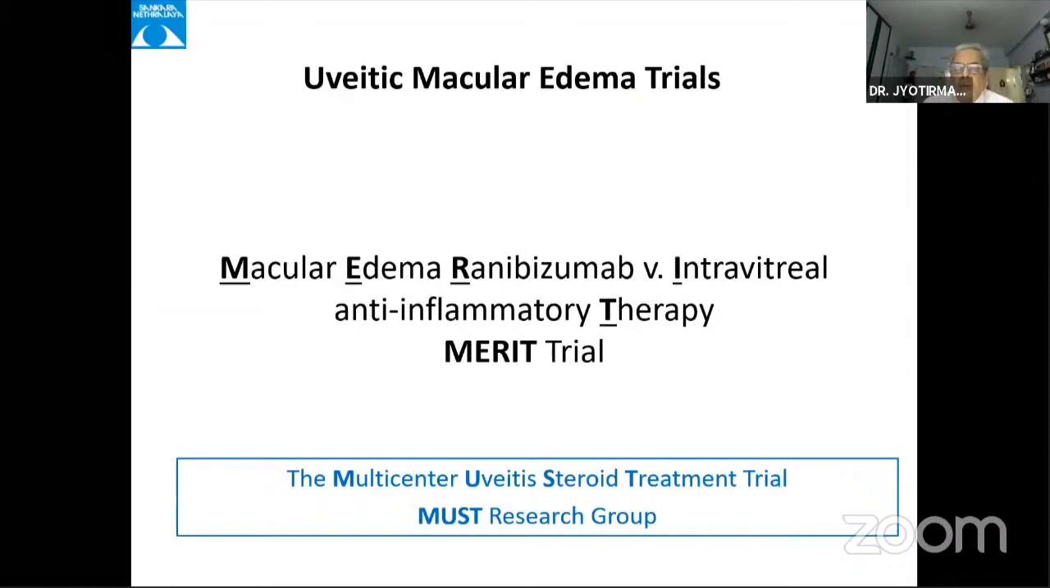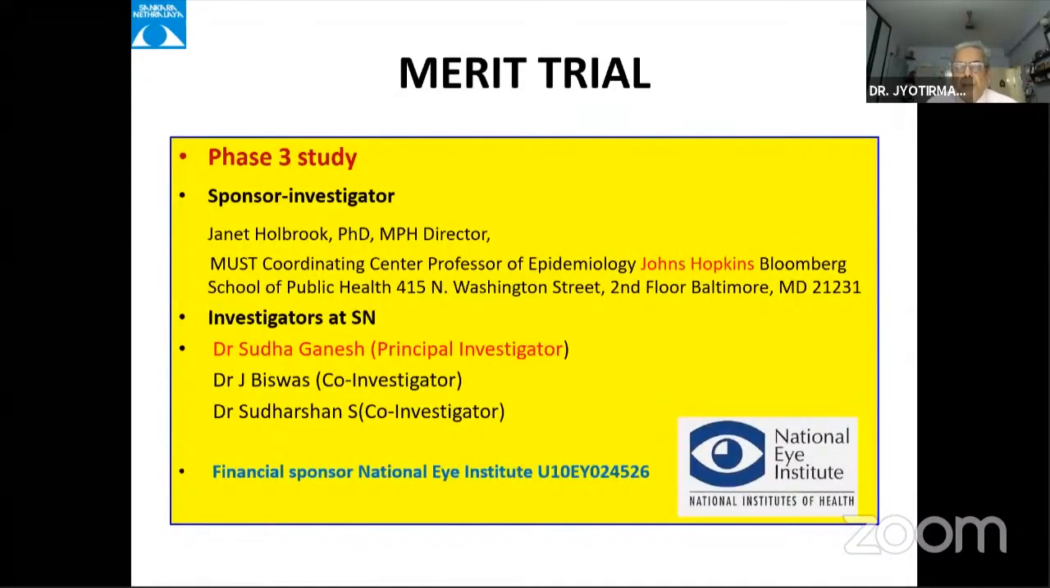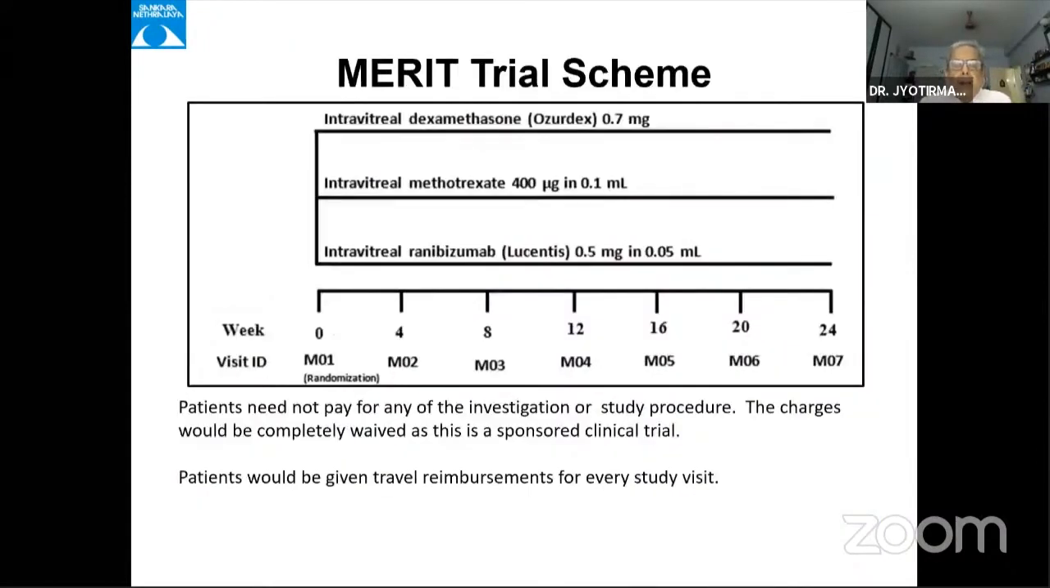macular edema, ranibizumab versus intravitreal anti-inflammatory therapy. This is a multicentric uveitis steroid treatment trial. Next. Dr. Sudha Ganesh, our deputy director, is the principal investigator, and this is funded by the National Eye Institute. Next. And this is a 3-arm trial: intravitreal dexamethasone, intravitreal methotrexate, and intravitreal ranibizumab, which has been used in intravitreal dosage for other reasons. And here we are using it for macular edema, and the duration of the therapy is 6 months. Next.